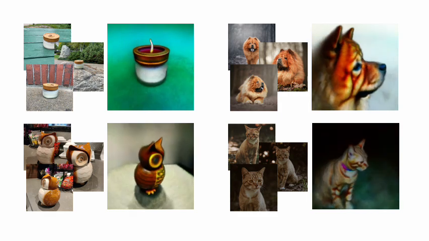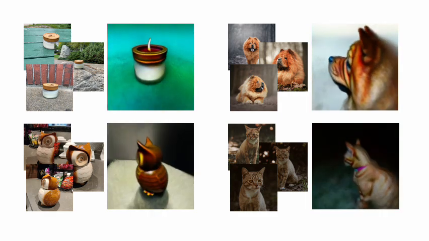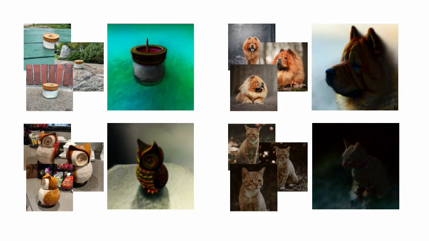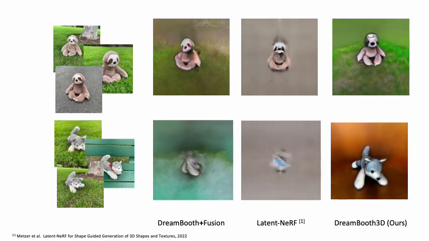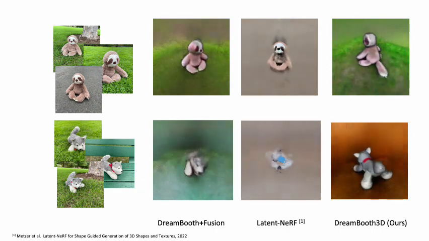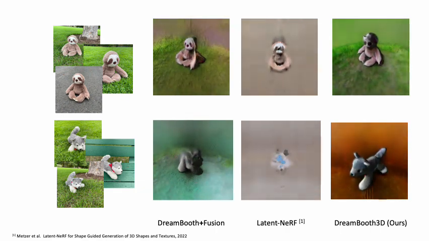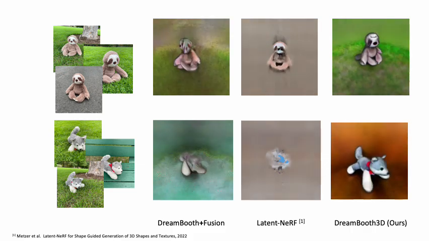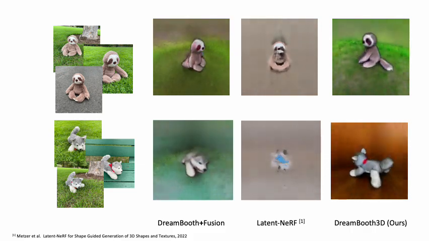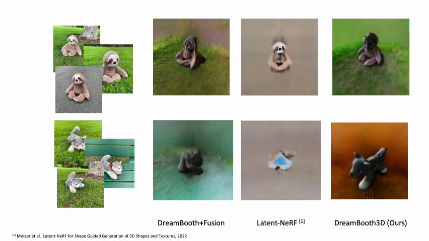Here are some sample DreamBooth3D results. Our model can generate 3D consistent NeRF volumes with high subject fidelity from as few as 3 to 6 casual captures. Here, we compare our results with the baseline DreamBooth plus DreamFusion and latent NeRF, another recently proposed text-to-3D approach. Our framework produces sharper and more consistent geometry compared to the baselines.